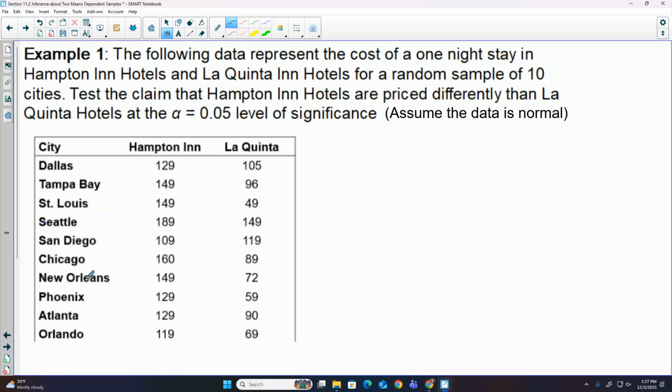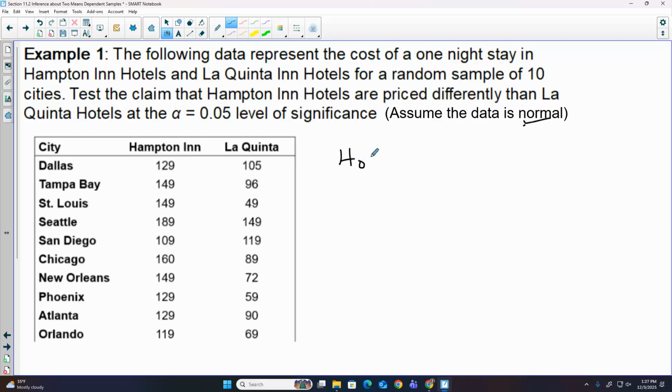So let's look at a scenario. The following data represent the cost of a one-night stay in Hampton Inn Hotels and La Quinta Inn Hotels for a random sample of 10 cities. Test the claim that Hampton Inn Hotels are priced differently than La Quinta Hotels at the alpha equals 0.05 level of significance. Assume the data is normal. So my criteria is met because I already told you it was normal.